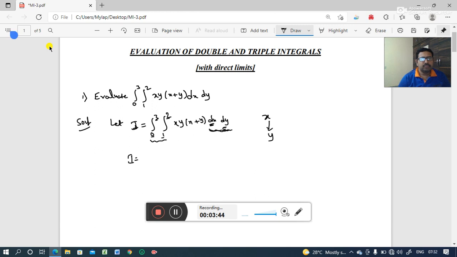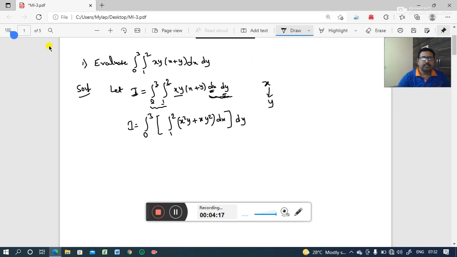I is equal to, first integral 0 to 3 you keep as it is. Inside the bracket you write integral 1 to 2. If you multiply xy into x plus y, it gives x square y plus x y square into dx, close the bracket, into dy. It means that first we are going to integrate with respect to x.